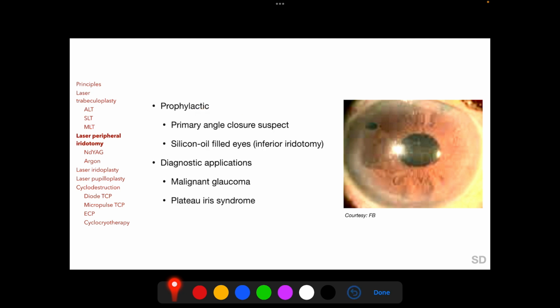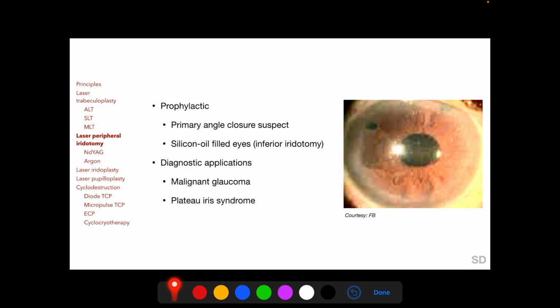Prophylactic indications of LPI include primary angle closure suspect patients, but there is a controversy whether all primary angle closure suspects require LPI, and an inferior iridotomy should be done in silicone oil filled eyes, because silicone oil has a tendency to block the pupil, and the iridotomy should be located in the inferior quadrant of the iris because iridotomy in the superior quadrant of the iris may be blocked by the silicone oil, which has a tendency to float upwards in erect posture.